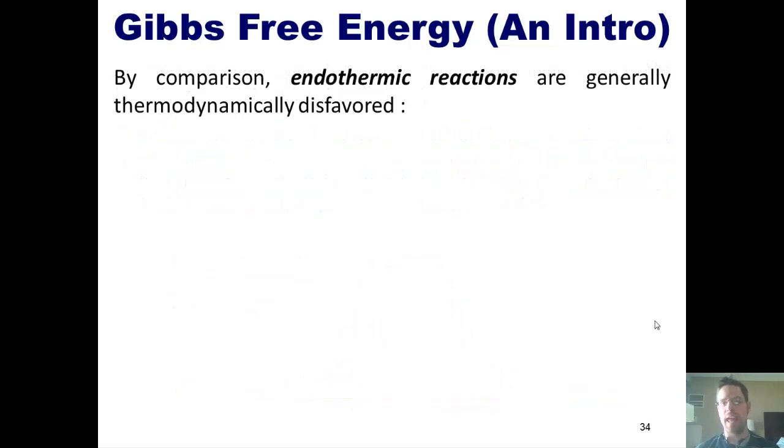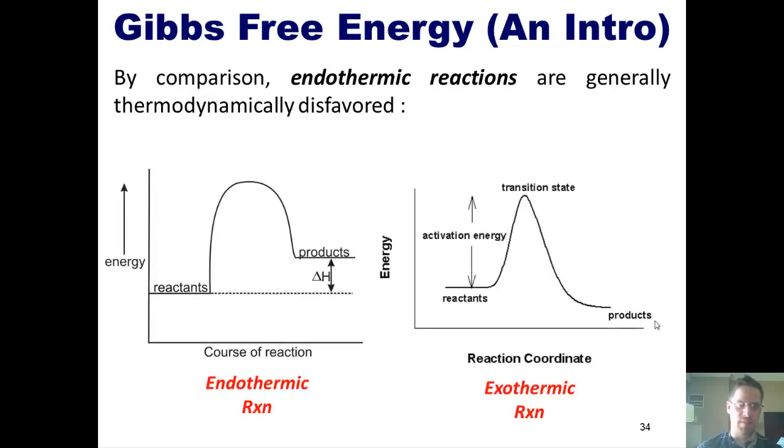By comparison, endothermic reactions are generally thermodynamically disfavored. And in these two figures we can see an energy diagram for an endothermic reaction, that is a reaction where the energy level of the products is higher than that of the reactants, and an exothermic reaction energy diagram in which the energy level of the products is lower than that of the reactants, with an activation energy hill spreading between both reactants and products in both cases.